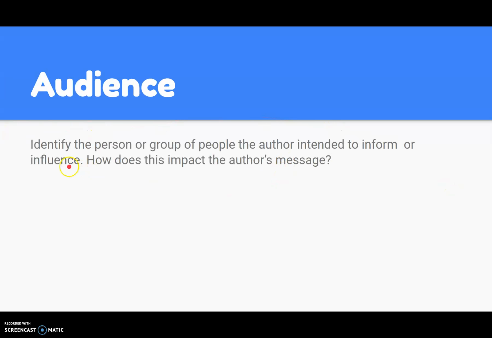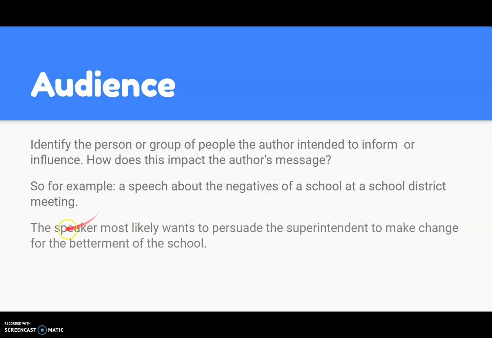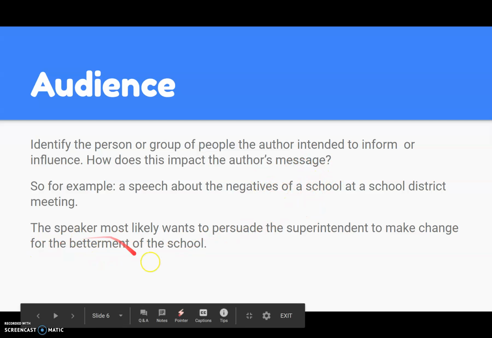Now, audience. You have to identify the person or group of people that the author intended to inform or influence. How does this impact the author's message? Here's another example. A student writes a speech about the negatives of a school at a school district meeting, right? You can likely infer that the speaker most likely wants to persuade someone in power, like the superintendent, so that they could change the negatives so that the school can prosper.